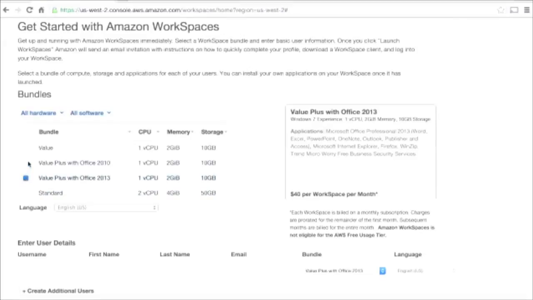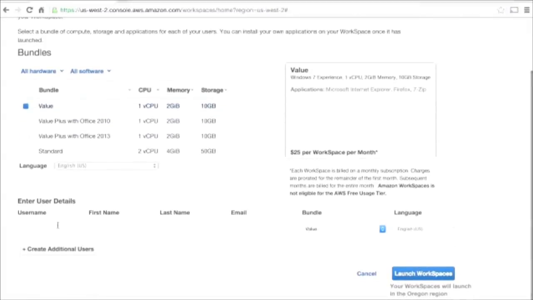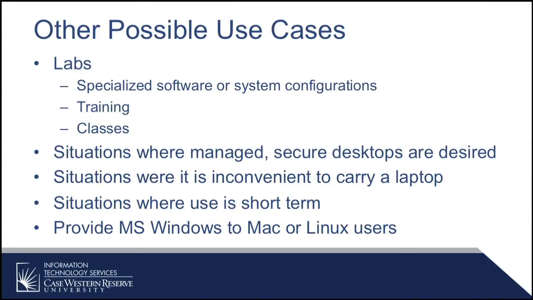Specifically in labs, there's specialized software or system configurations that may be suited to this. For training, when we have a group of people coming in to learn about a certain piece of software or train on various things on campus, they could be used for that. And it could also be used in other classes on campus, in different schools or in different buildings.